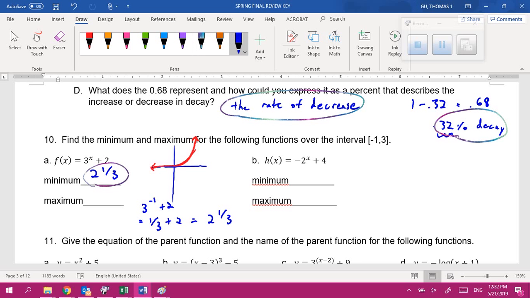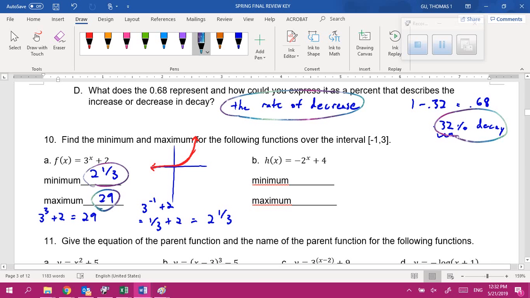What do you think? Plug in the 3. Because this is the right side, right? So I'm going to plug in 3 for the maximum. 3 raised to the 3rd plus 2 equals 29. That's right. And that's 10a.